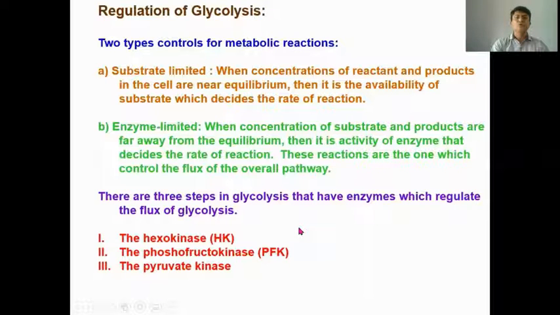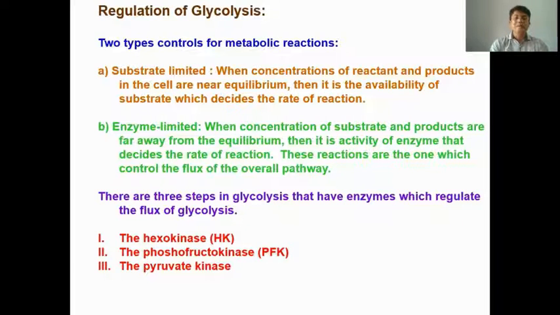Regulation of glycolysis. Two types of controls for metabolic reactions occur. One is substrate limited and another is enzyme limited. Substrate limited: when concentrations of reactant and products in the cell are near equilibrium, then it is the availability of substrate which decides the rate of reaction. Whereas enzyme limited control involves when the concentration of substrate and products are far away from the equilibrium, then it is the activity of enzyme that decides the rate of reaction. These reactions are the ones which control the flux of the overall pathway.